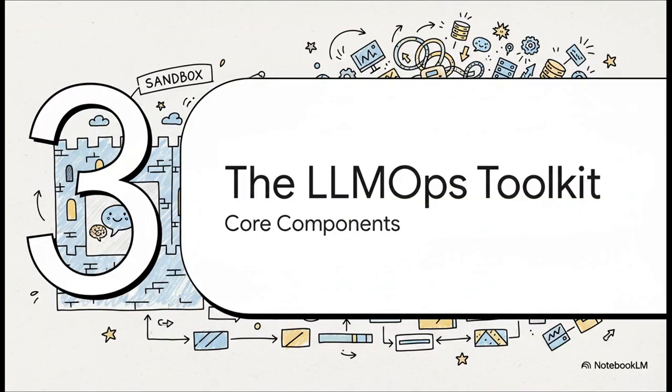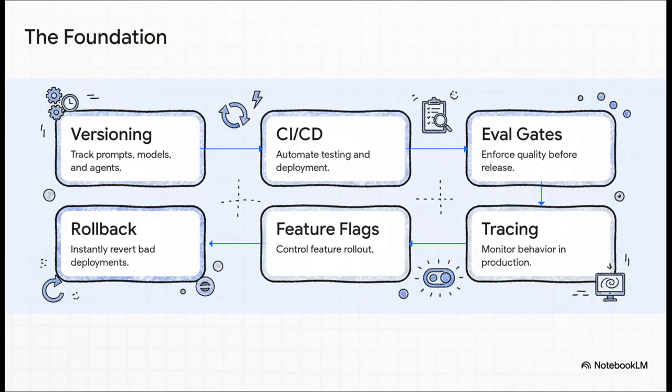Okay, so that all sounds good in theory, but what does it actually look like? What's in the LLMOps toolkit? Let's break down the core pieces. This is really the heart of it. First up, versioning. You have to track every little change to your prompts, your models, everything, just like you do with code. Next is CI/CD. This is all about automating your testing and deployment, which makes everything way faster and cuts down on human error. Then you have eval gates, and these are so important. They're basically automated quality checks. Think of them like a bouncer at a club, stopping a bad AI feature from ever getting to your users. It checks for stuff like harmful language or if the model is just going way off topic.